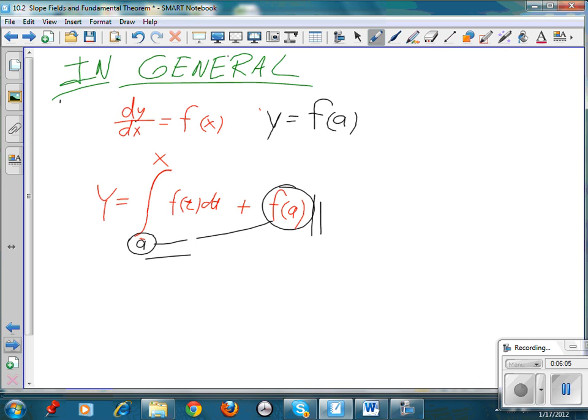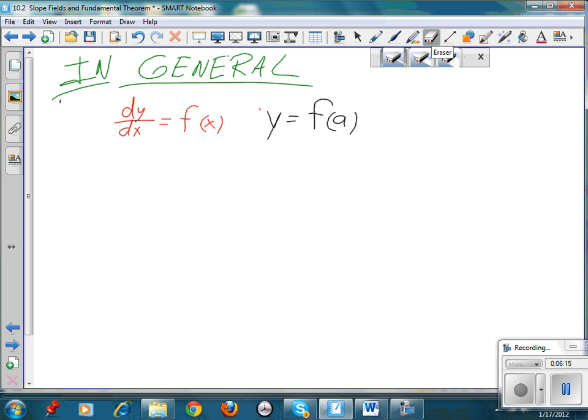Next thing we'll do, let me just show you in general what happens. Let's say I get dy/dx as some function of x. It has to be a function of x. And then I give you a point. I'm given a point on the curve: at a, the function is equal to y. Okay? So I get a point on the curve.